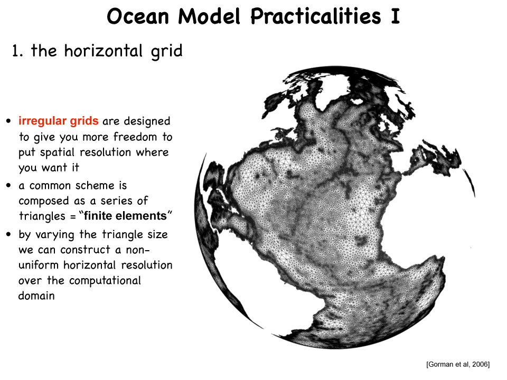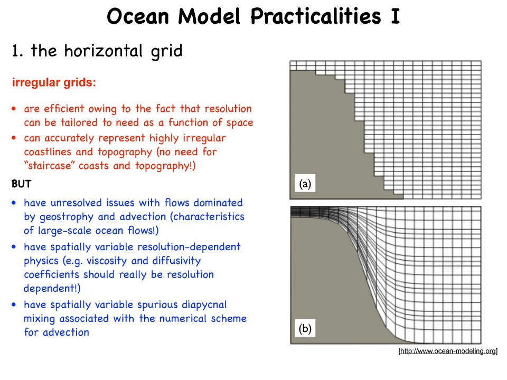By varying the triangle size, you have a lot of freedom. You can construct this very non-uniform horizontal grid. You can put lots of resolution on your coastlines or on your mid-Atlantic ridge, and have coarser resolutions in the middle of your basin where the time and length scales are larger. So this seems like a great solution. They're efficient owing to the fact that resolution can be tailored as a function of space. And they have this nice property that you can accurately represent coastlines and bottom bathymetry.